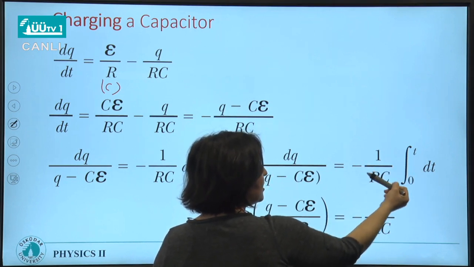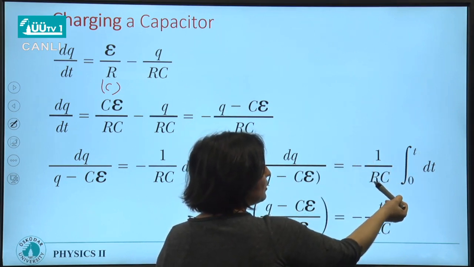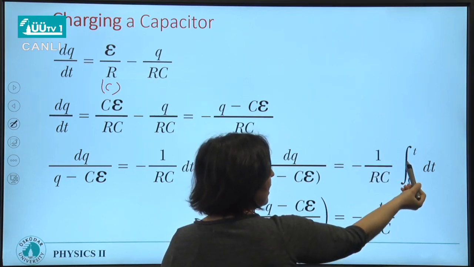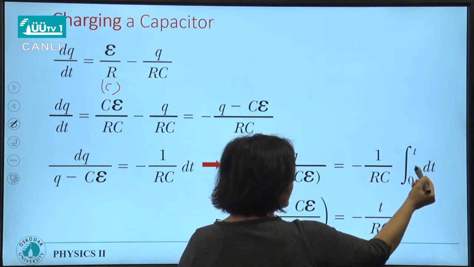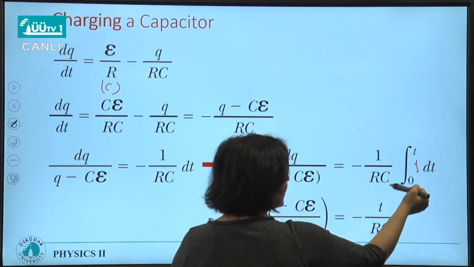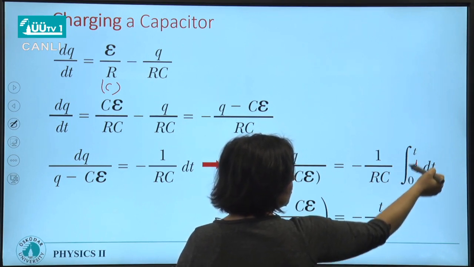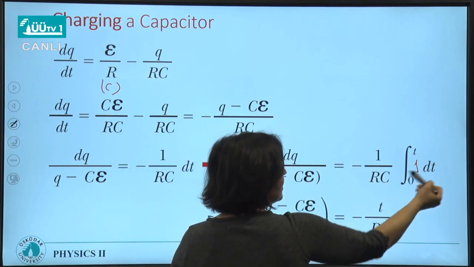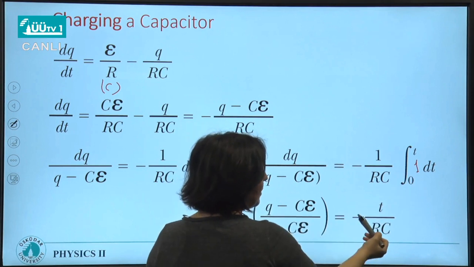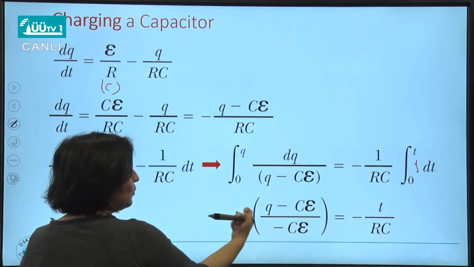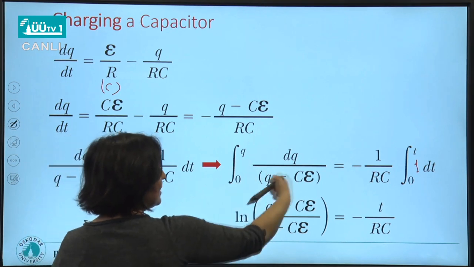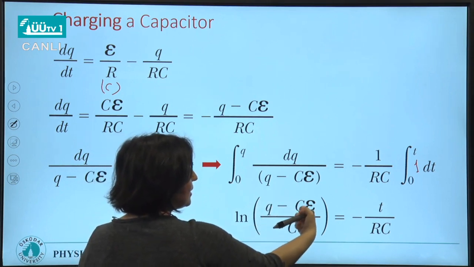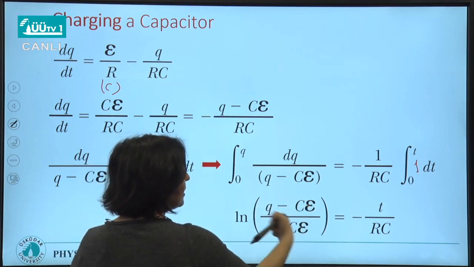I take RC out of the integration because we don't change the resistor and the capacitor, so the RC is constant. So I take it out of the integration, and you can assume here we have 1 dt, and the time change between 0 and any moment in the process. So when you get the integration of this side, you will find minus t over RC. And what about this side? If you solve this integration, you will find natural log of (q minus c epsilon) over minus c epsilon.